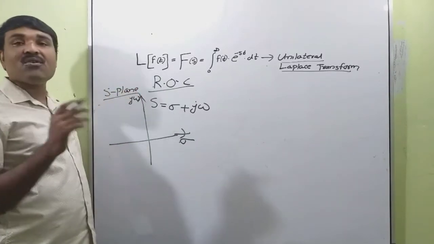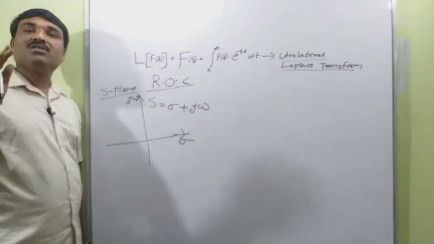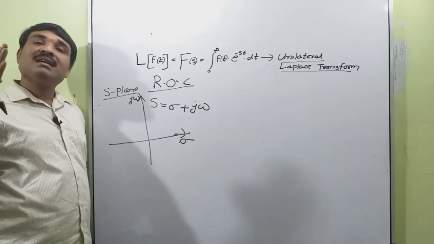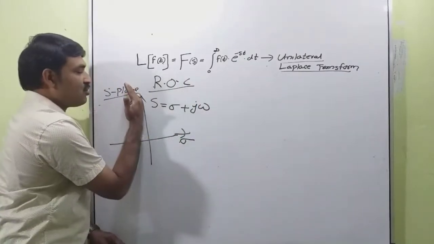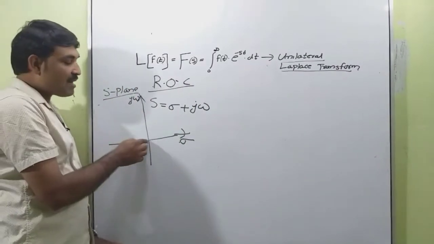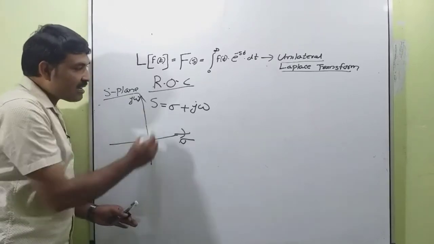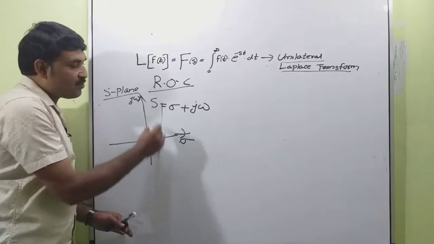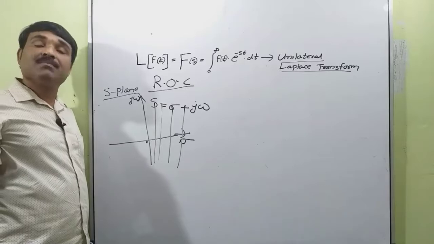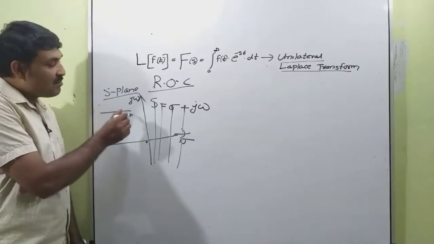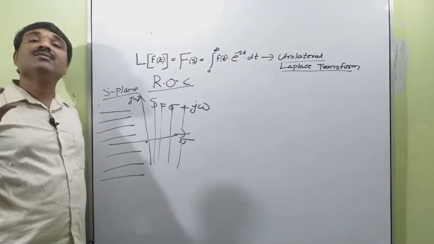For the S plane we have 4 quadrants: first, second, third and fourth. Or in short, we usually say the S-plane is divided into 2 parts. One is the RHS of the S-plane and this portion is the LHS of the S-plane. Where sigma is greater than 0, that is this portion. For this entire portion, sigma is greater than 0. That is our right half S-plane. And for this portion, sigma is less than 0 for this entire plane. That is called the left half side of the S-plane.